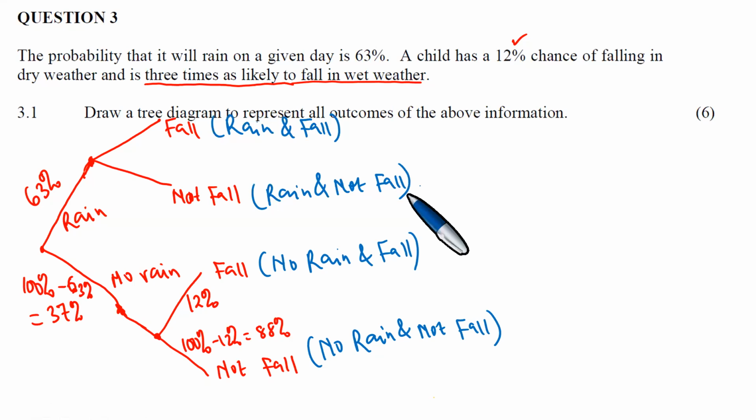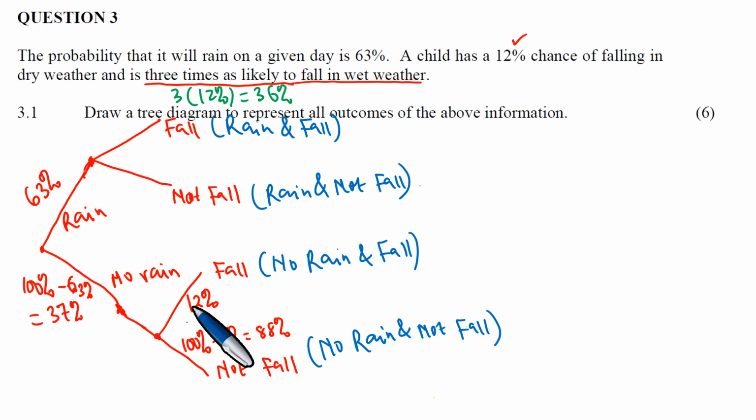Right, so we have this tree diagram. What is the probability that, when it's raining, the child falls? A child has a 12% chance of falling in dry weather, and is 3 times as likely to fall in wet weather. So it is 3 times 12%, which is 36%.